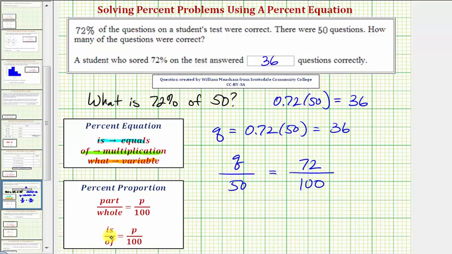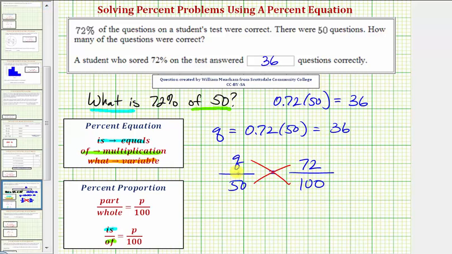We can also use keywords to set up this ratio here. We can think of the ratio as is over of. So looking at our question, because we have what is, the numerator is the unknown, and because we have of 50, 50 is on the bottom. Now that we have a proportion, we cross multiply and solve for the variable. So here we have Q times 100 equals 50 times 72.